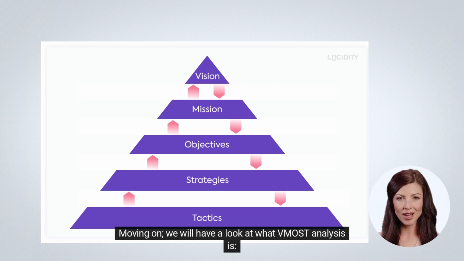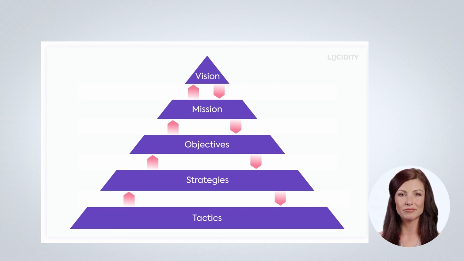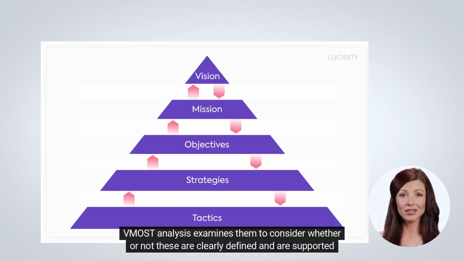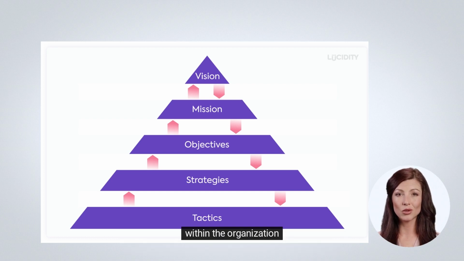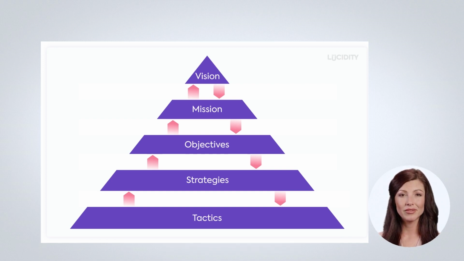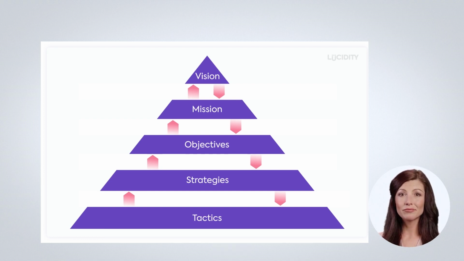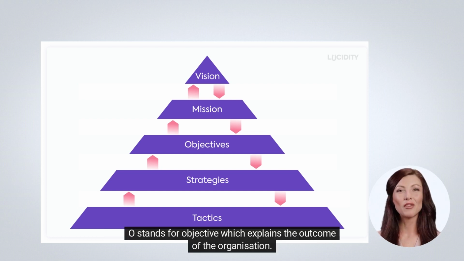Moving on, we will have a look at what VMOST analysis is. Any company's vision, mission, objectives, and tactics are considered to be of prime importance. VMOST analysis examines them to consider whether or not these are clearly defined and are supported within the organization. As we know, V stands for vision, which defines the target state of an organization. M stands for mission and determines what the organization will do. O stands for objective, which explains the outcome of the organization.